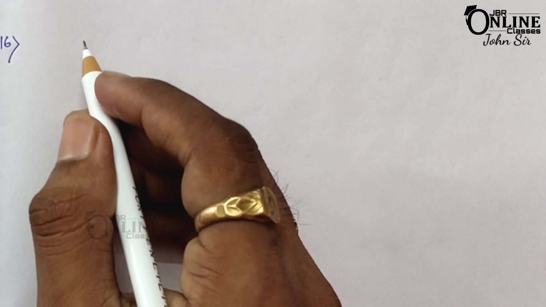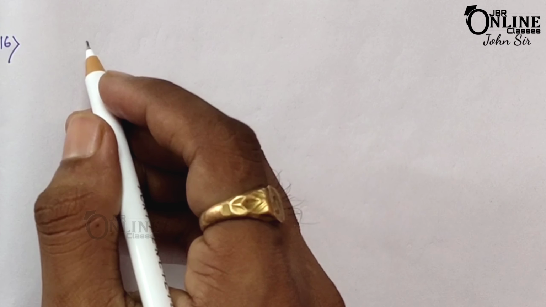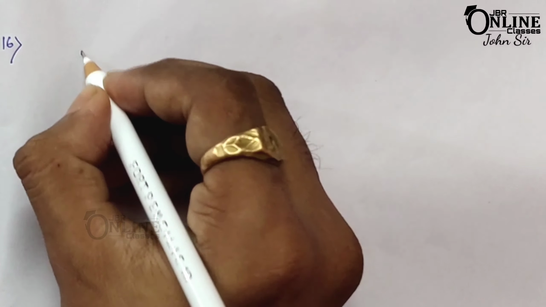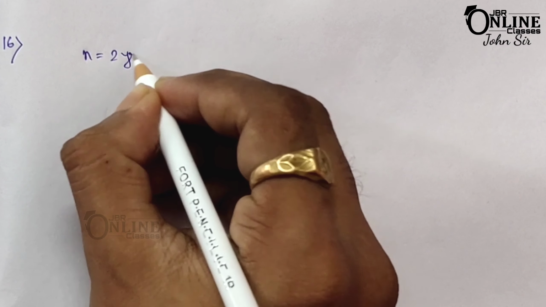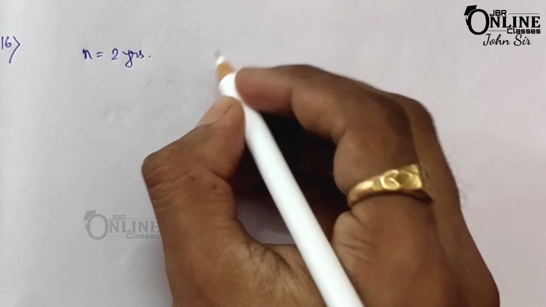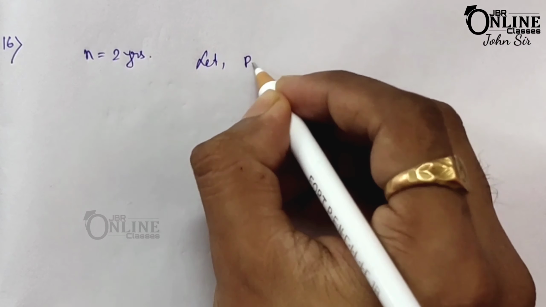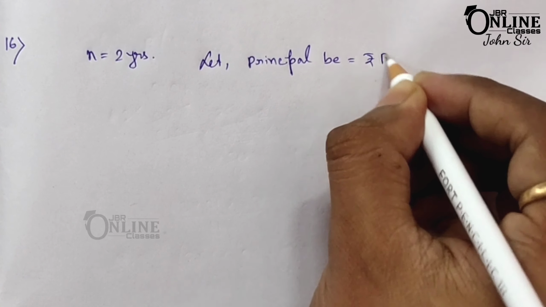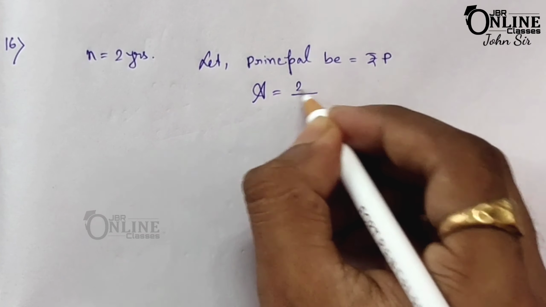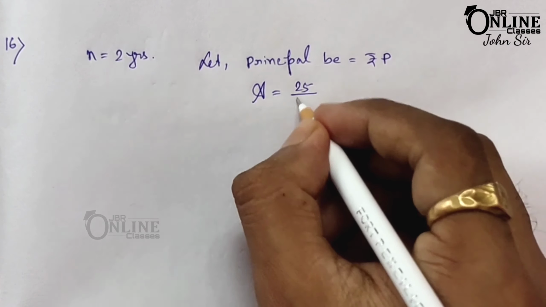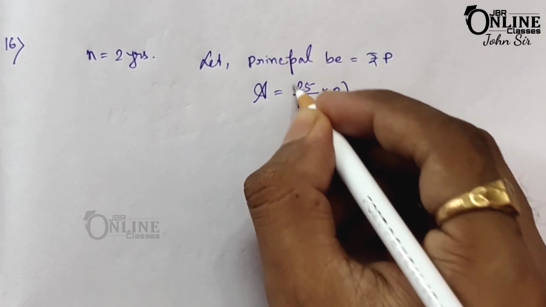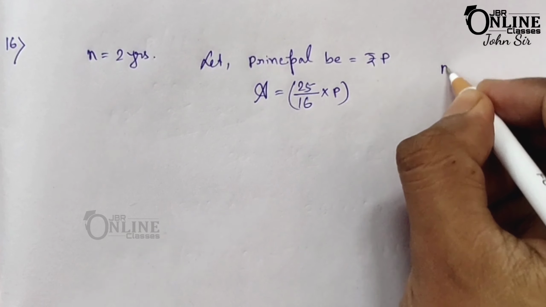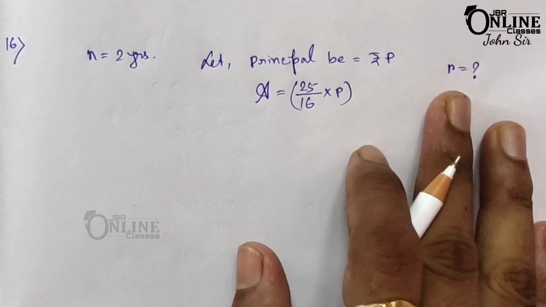Now sum number 16. A sum compounded annually becomes 25 by 16 times of itself in 2 years. That means here n equals 2 years, and let the principal be rupees P, then the amount equals 25 by 16 times, that means 25 by 16 into P. That is the amount. Now determine the rate of interest per annum. So you have to find out the rate.